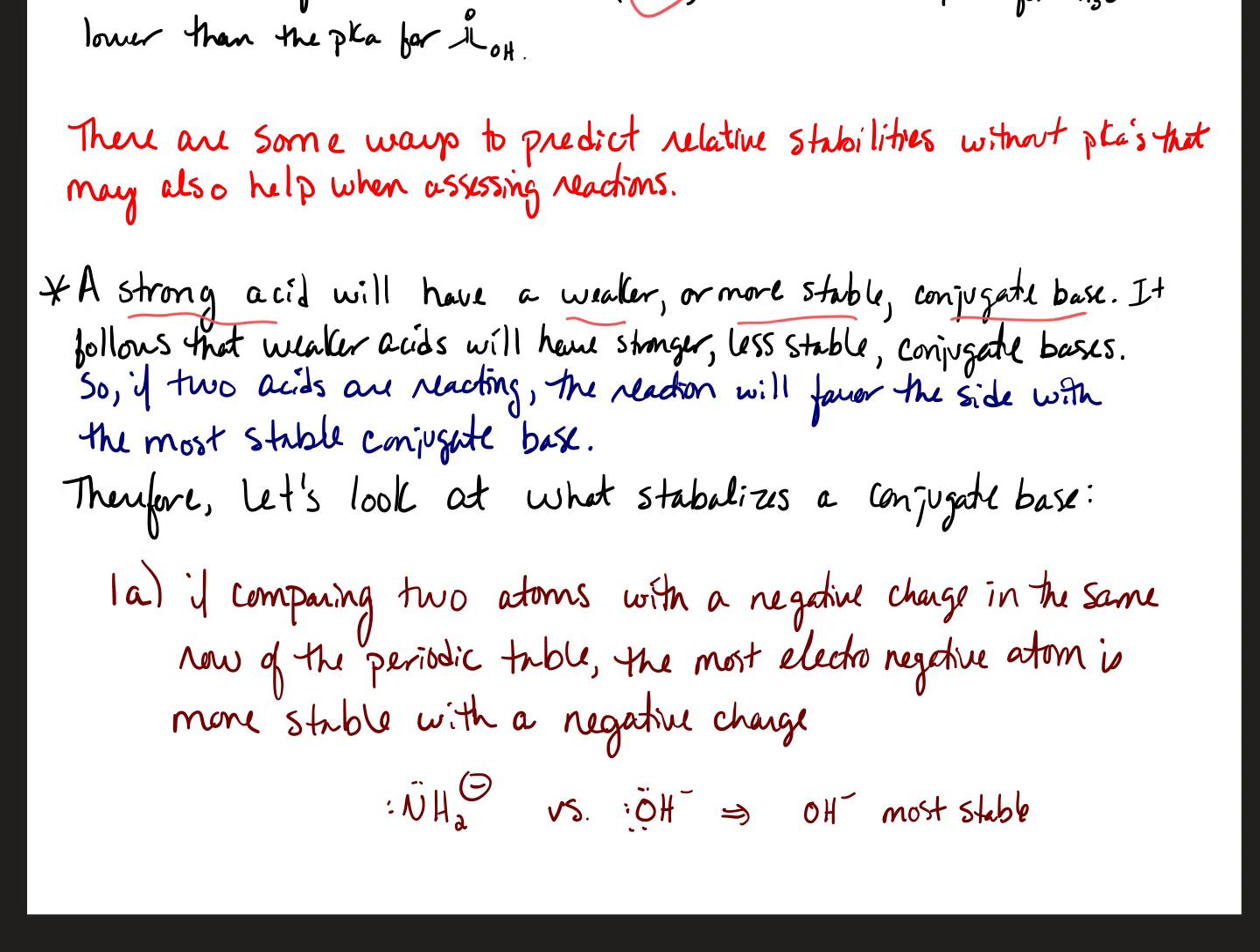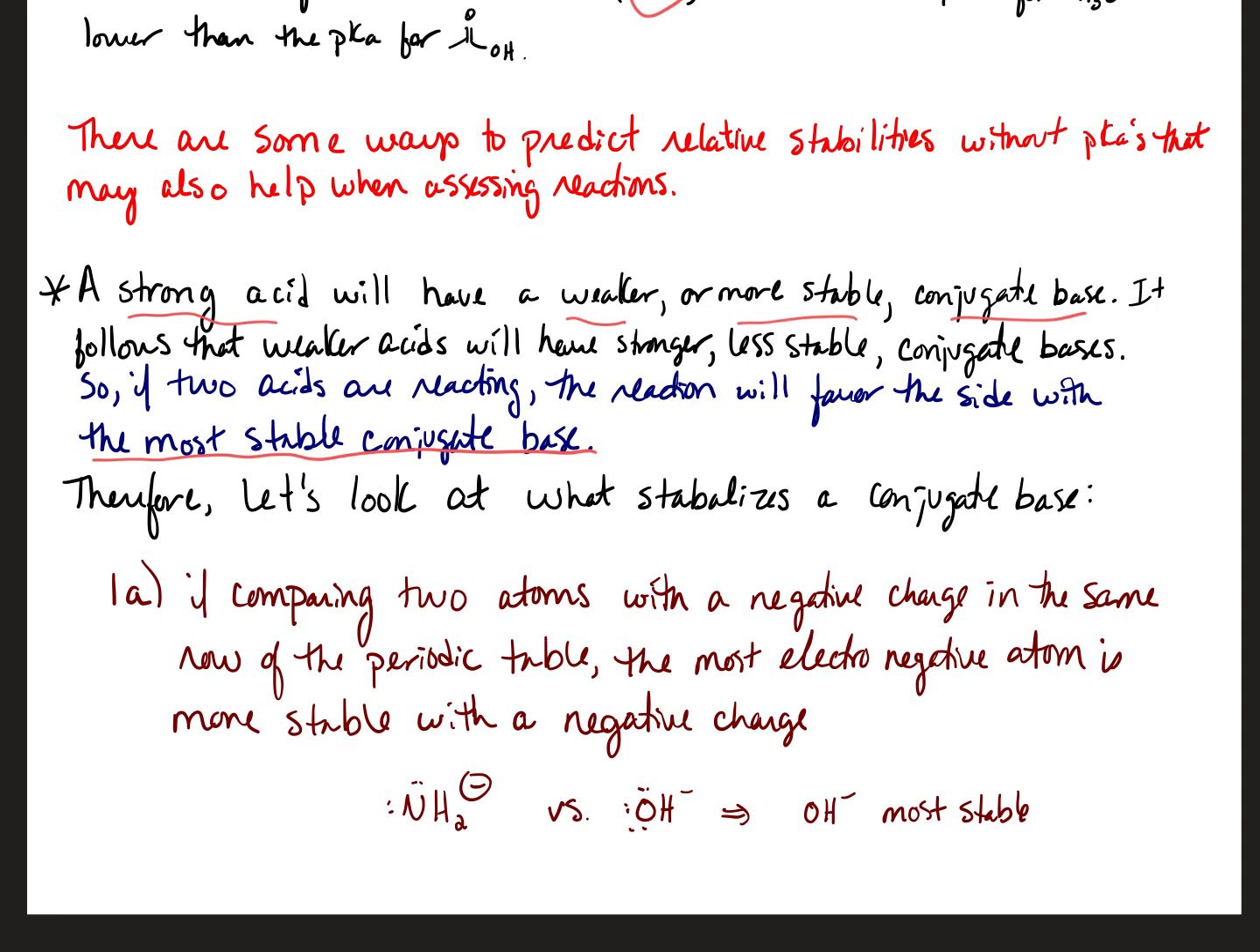That also means that weaker acids have stronger conjugate bases. So you've got to be careful with that too. But if you have two acids that are reacting, the reaction will favor the side with the most stable conjugate base. So let's look at what is going to stabilize a base.